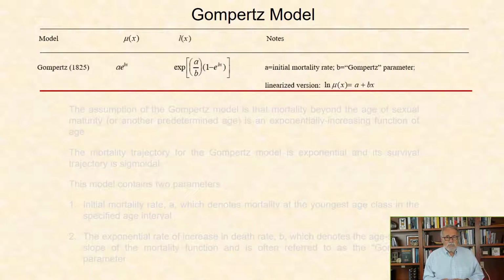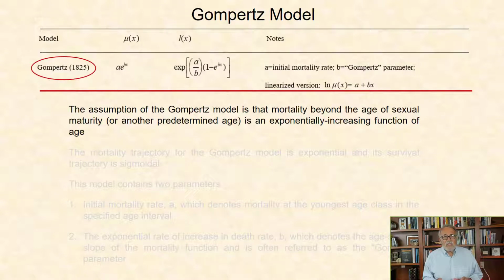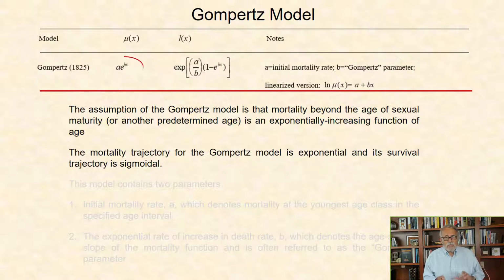Next is the Gompertz model. The assumption of this important model is that mortality beyond the age of sexual maturity or another predetermined age is an exponentially increasing function of age. The mortality trajectory for the Gompertz model is exponential, and its survival trajectory is sigmoidal. This model contains 2 parameters.